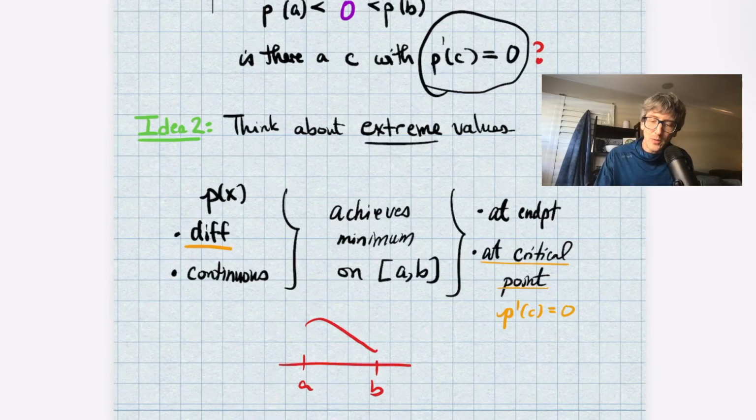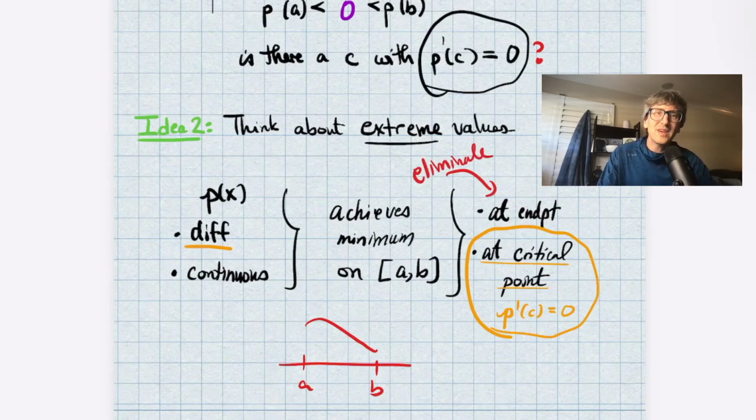And so if we know that the minimum has to happen at a critical point, then that would force the derivative to be 0, because it has to be defined. And so critical point therefore would mean that the derivative exists and is 0. And so now this points us to a goal, which is if we can eliminate the possibility that the function p of x has a minimum at one of the endpoints, a or b, then that would mean that the derivative has to be 0 somewhere. And oh my gosh, that's exactly what we're trying to show.